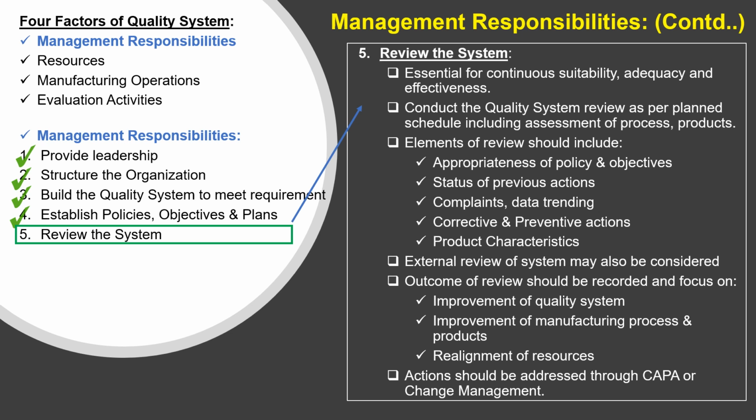Outcome of the review should be recorded, and it should focus on improvement of the quality system, improvement of the manufacturing process and the product, and realignment of the resources. Actions as a part of the outcome of this review should be documented through CAPA or change management system.